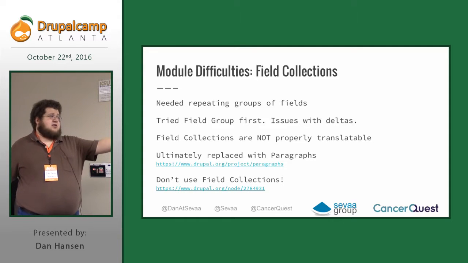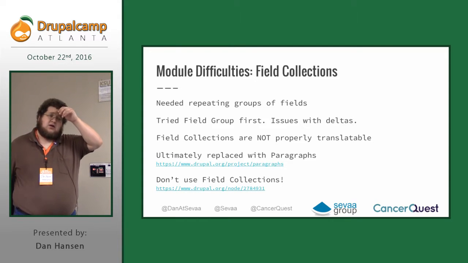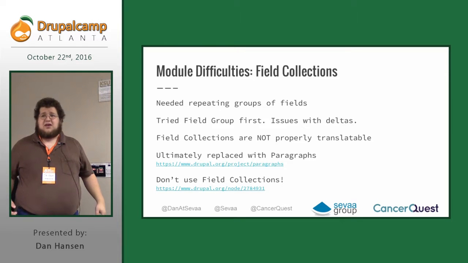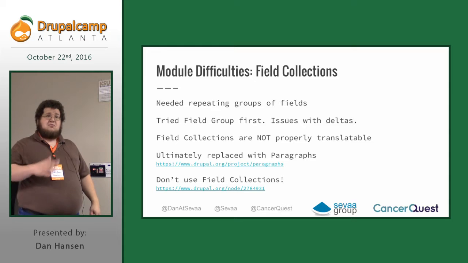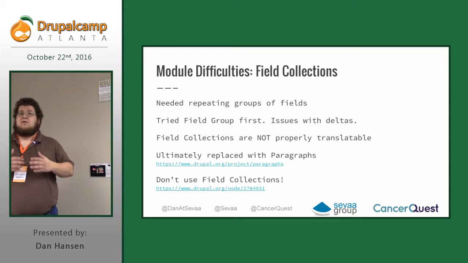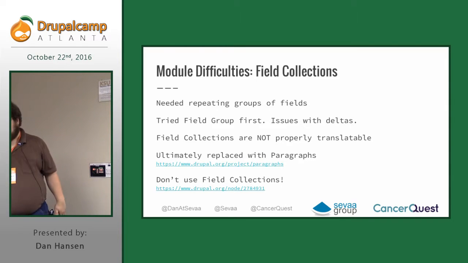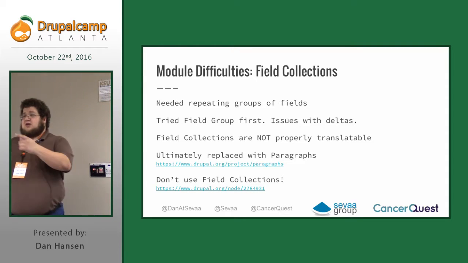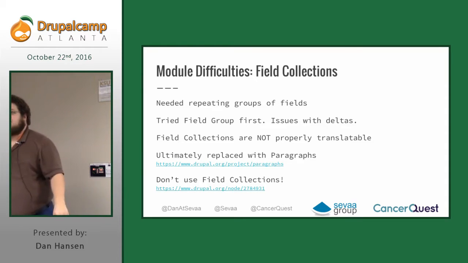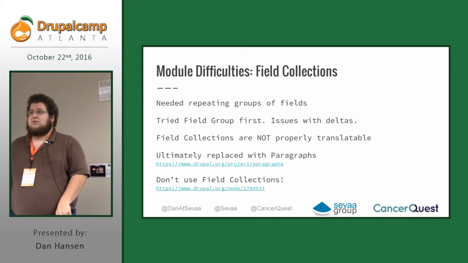There's actually, and that's the ticket that I've linked at the bottom there, a push from Damien McKenna to go ahead and get rid of field collections and make paragraphs the primary way to have repeating groups of fields on a site, which I agree with, actually, now that I've had the issue. Yes? Another presentation earlier also mentioned paragraphs, and they said pretty much the same thing. Don't use field collection, use paragraph.